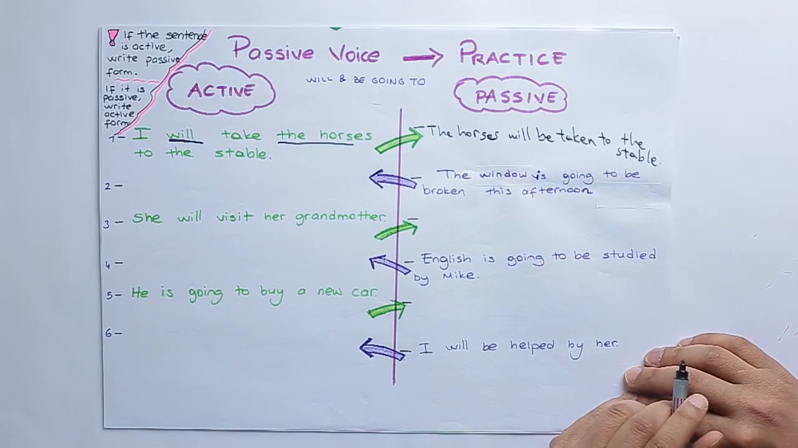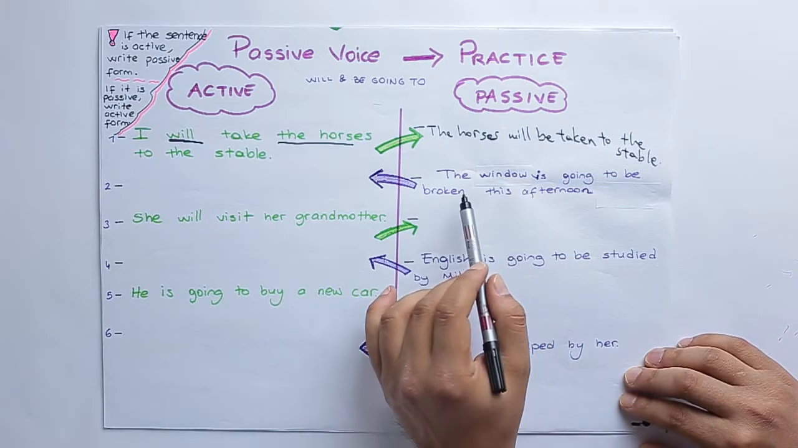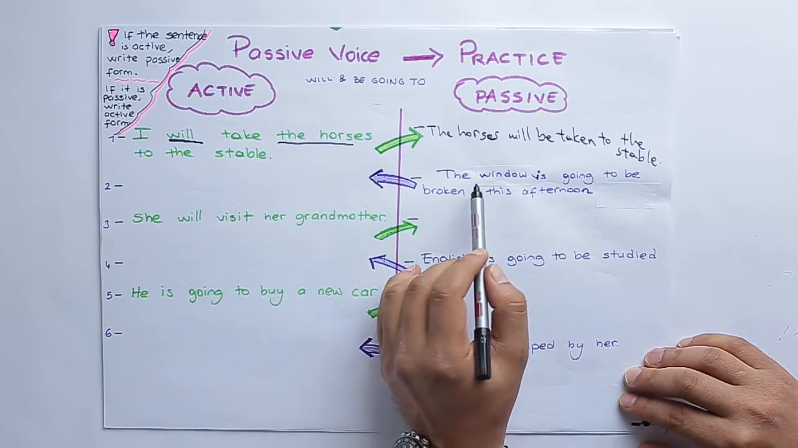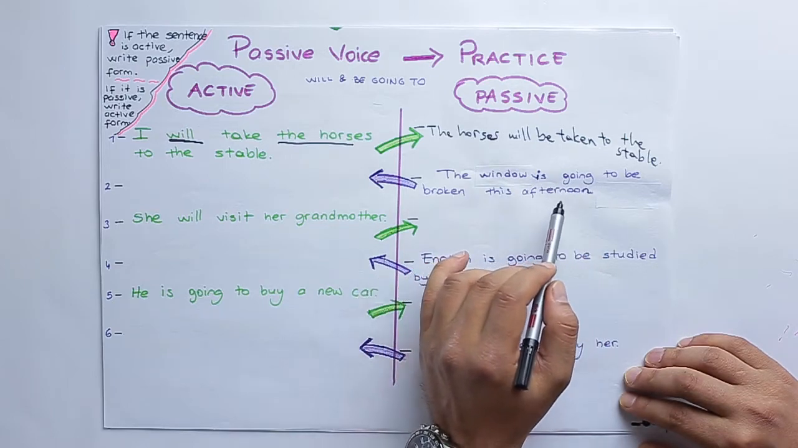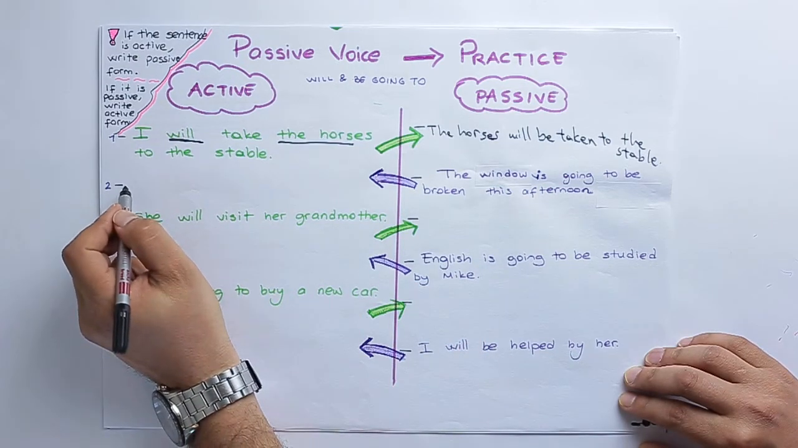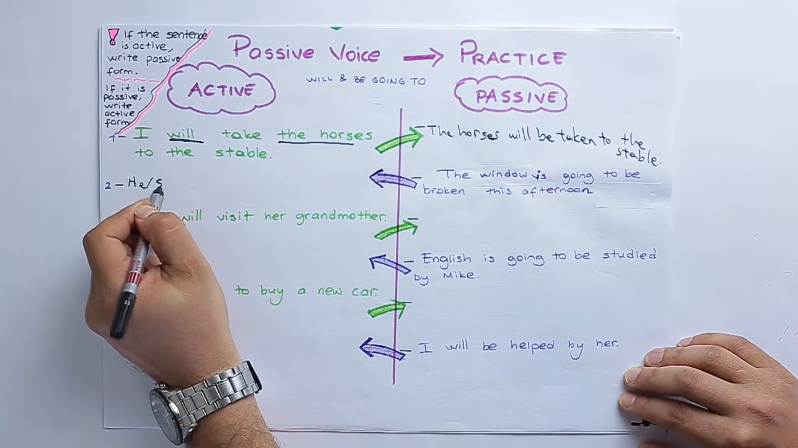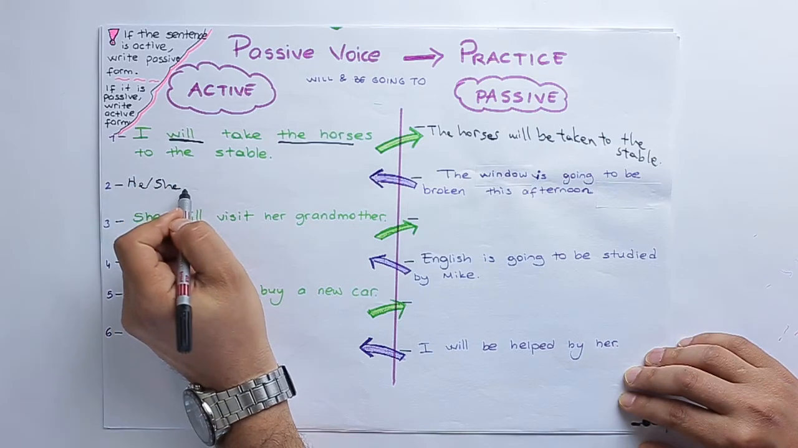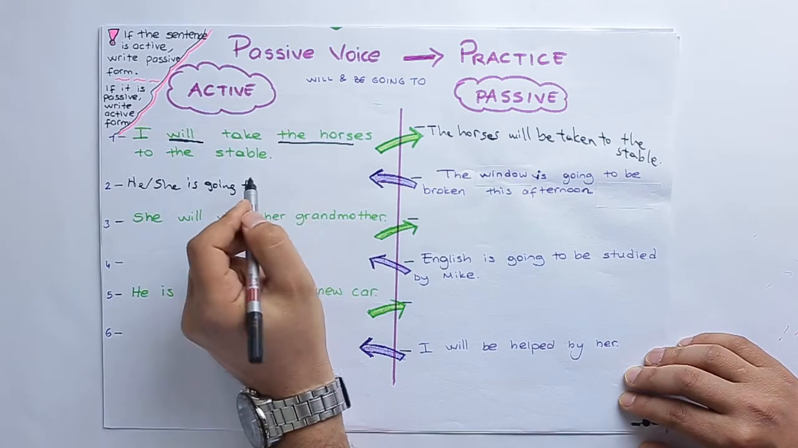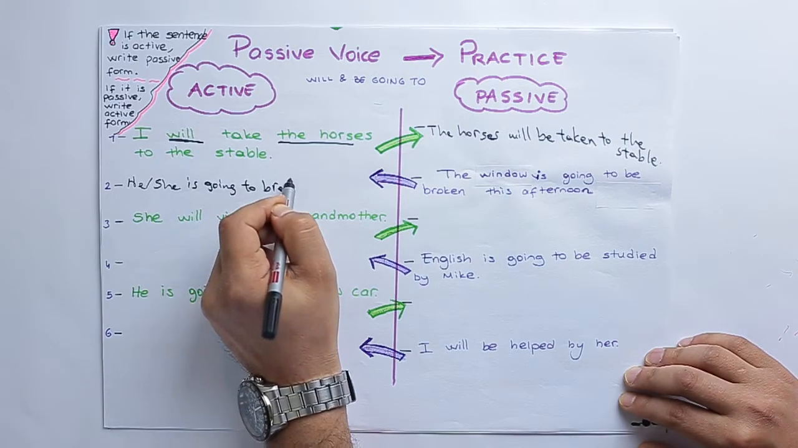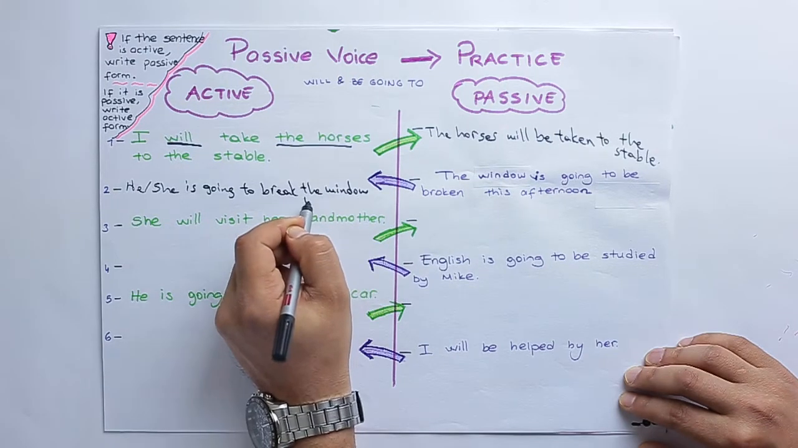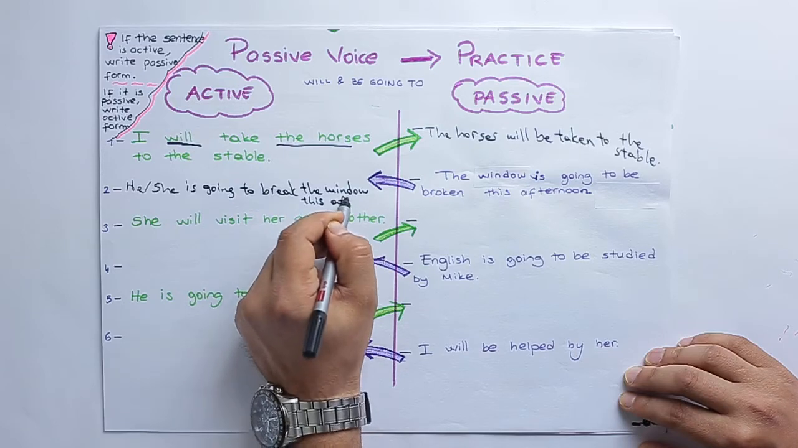For the second one, here's a passive sentence. We are going to change it into active. The window is going to be broken this afternoon. It means that someone is going to do it, and the person can be he or she. It's optional. He or she is going to break the window this afternoon or whatever.